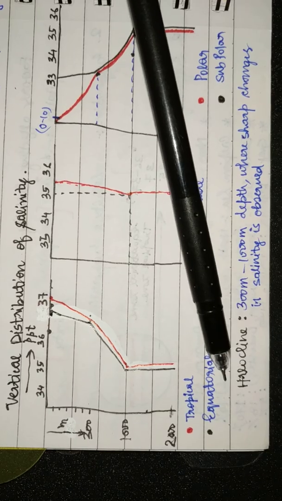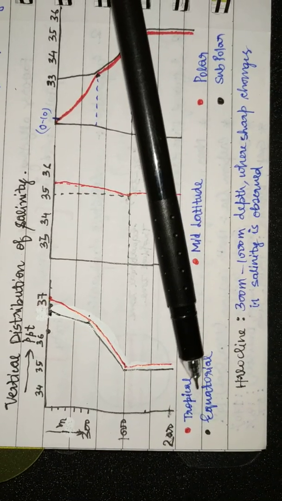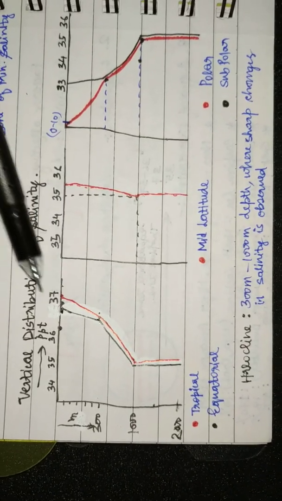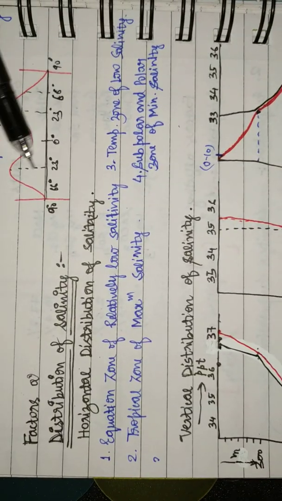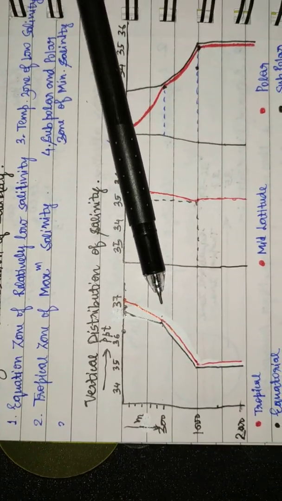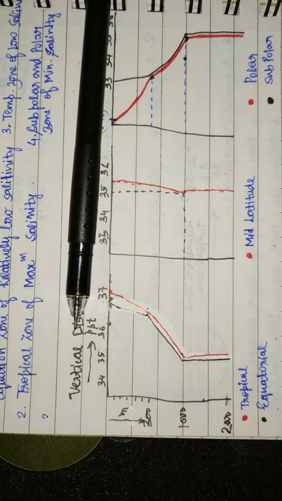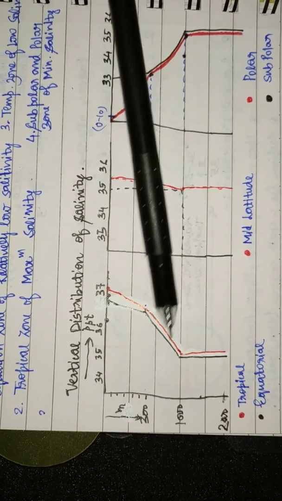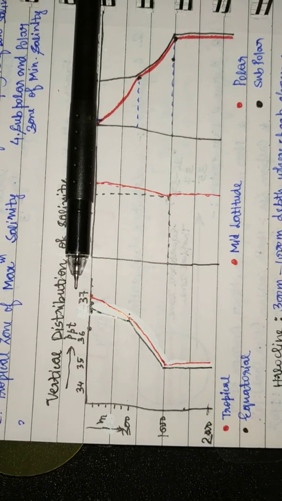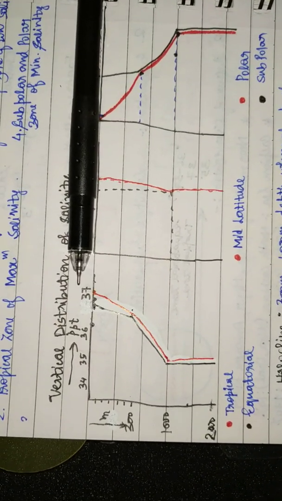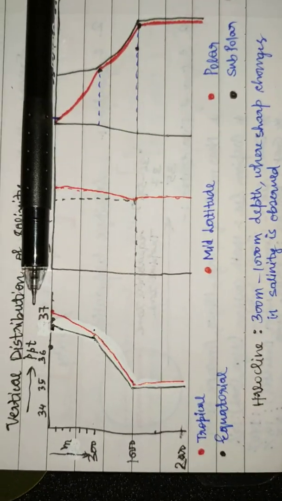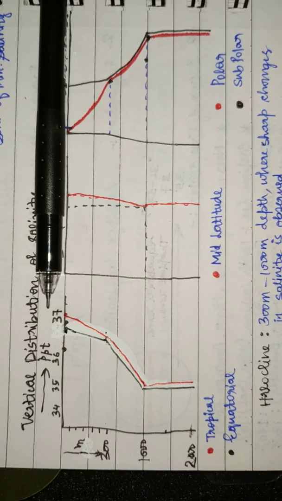Now as I've already talked, if we start with the tropical, the tropical has the maximum salinity, right? So salinity decreases. Why the salinity decreases from 0 meter to 300 meter is because the tropical zone experiences influx of fresh water. That's why the salinity at the top is maximum.